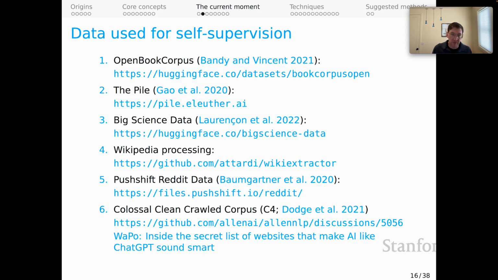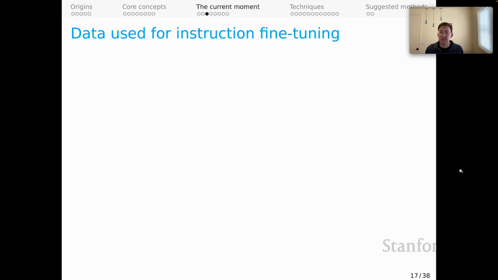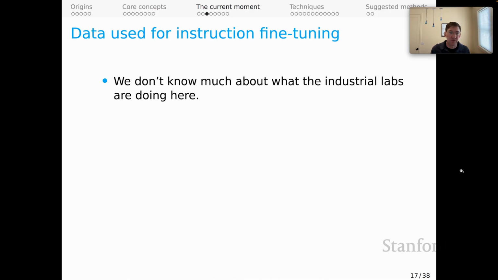But as I mentioned at the end of the previous screencast, this is no longer the only ingredient. We have left the era when all of the language model pre-training was simply unsupervised language model pre-training. We have now entered into the era of instruct fine-tuning. Unfortunately, we know much less about what is happening with instruct fine-tuning. We don't really know what the large industrial labs are doing in terms of data and protocols here.